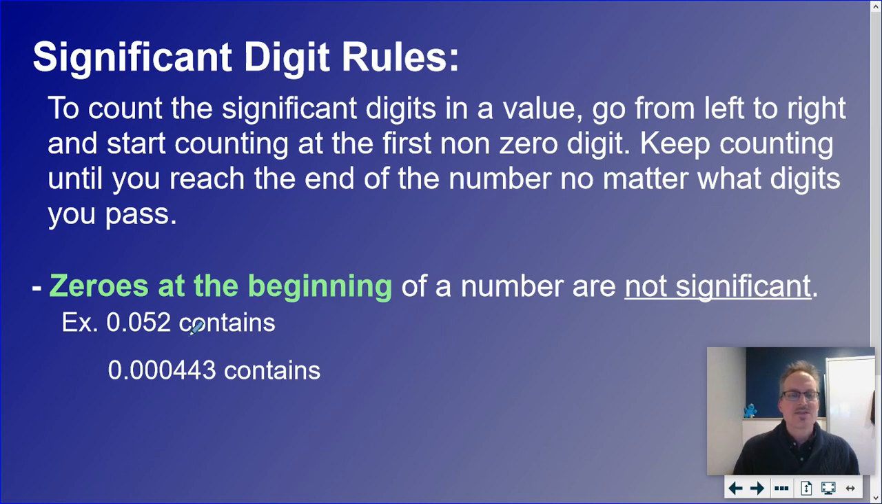So let's take a look at this value over here. We're not going to count the zeros in the beginning, and then we recognize there's a number and there's a number. So this number, 0.052, contains two significant digits. Again, in this other number, anything that starts with a zero, we don't count. Then we have a number, a number, a number. So this value of 0.00443 contains three significant digits.